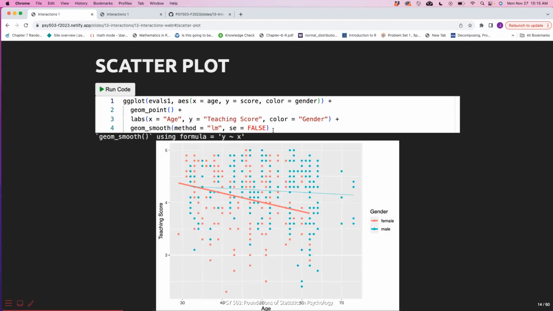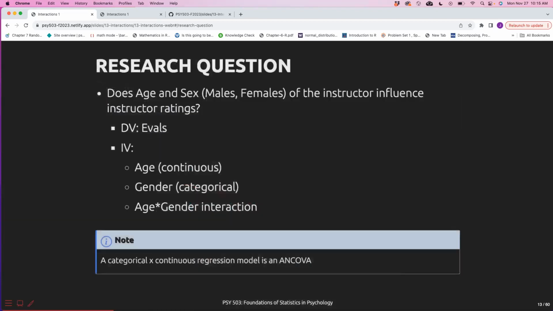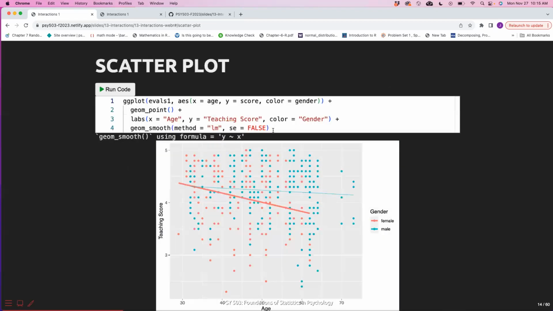The question being whether... So yeah, does sex and age interact here? Yeah, I would say that there looks to be an interaction. What do you think the nature of the interaction is, looking at this?